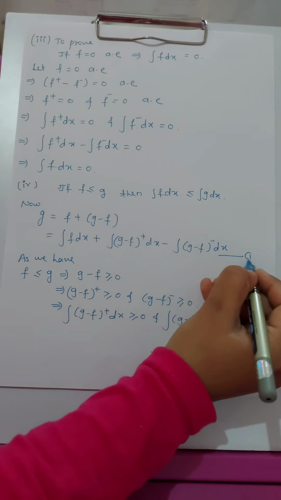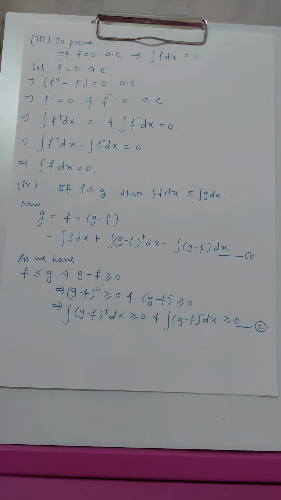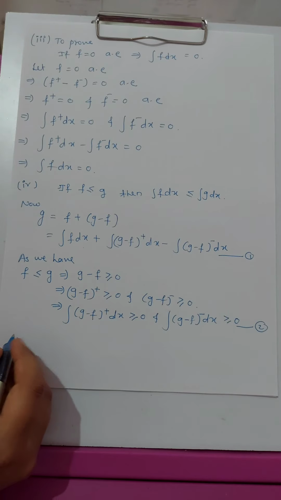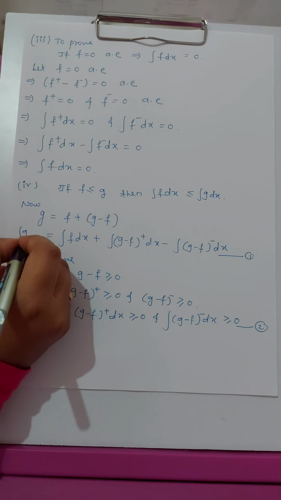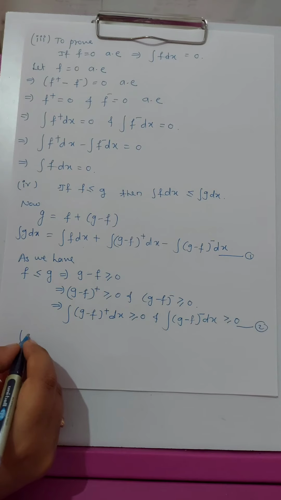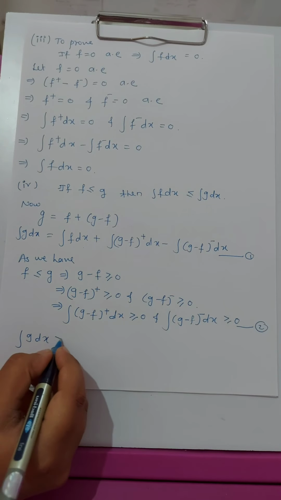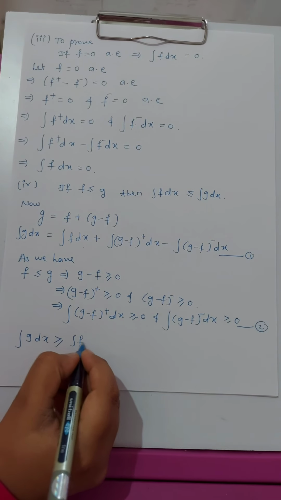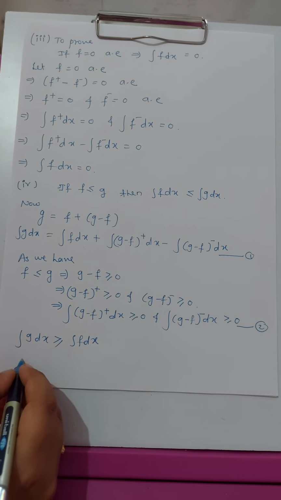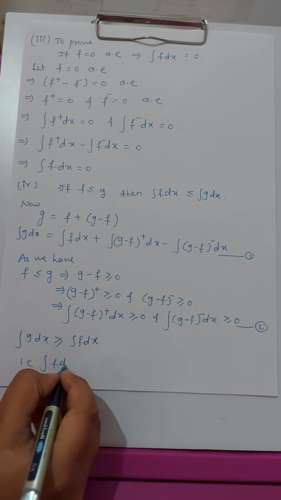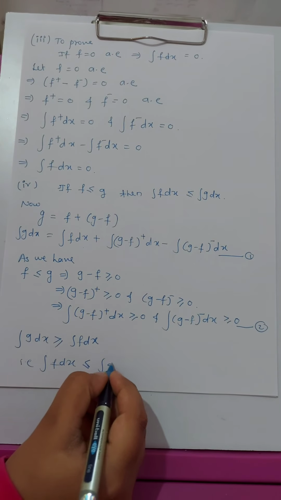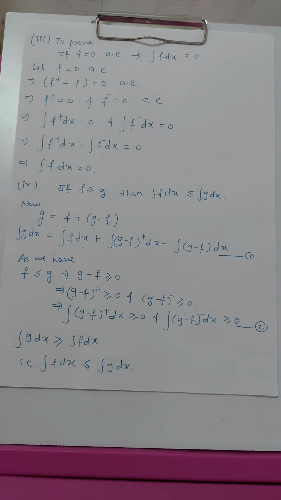Now let this be number 1 and number 2. Now using this second in 1, we get integration g of dx, so integration g of dx is greater than or equal to integration of f dx, that is, integration of f dx is less than or equal to integration of g dx. So the fourth condition is proved here.